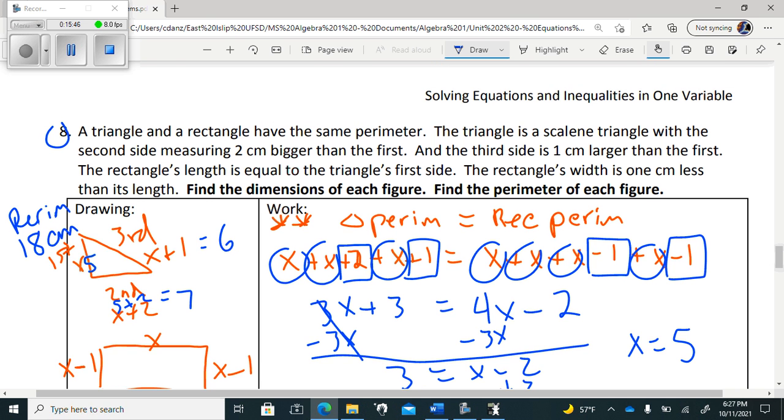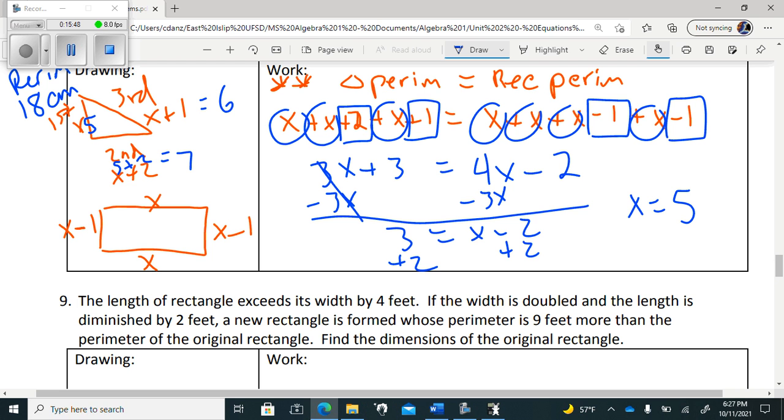And then if we look at the rectangle, the lengths would be 5, the widths would be 4, and 10, 18. Perfect. The perimeter is 18. See, by me doing the perimeters of both, I know that I didn't make a mistake because they did turn out to be the same.